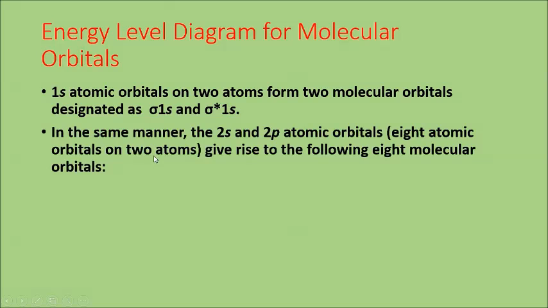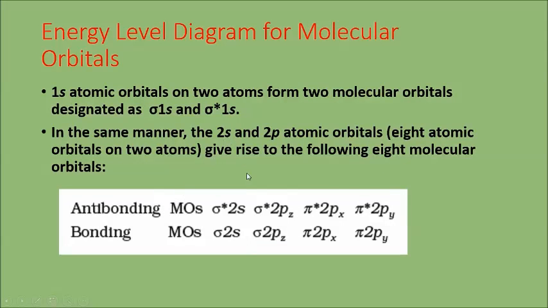In the case of 2s and 2p atomic orbitals, there are a total of 8 atomic orbitals on two atoms, and they give rise to the following 8 molecular orbitals. For 2s we get sigma 2s and sigma star 2s, for bonding and anti-bonding. For 2p we have px, py and pz atomic orbitals. So sigma 2pz will be bonding and sigma star 2pz will be anti-bonding.